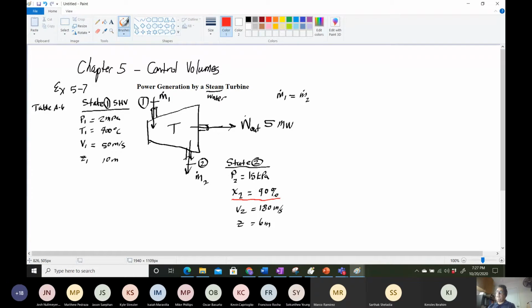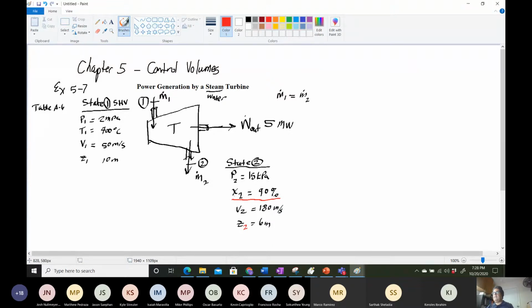They give us quality, so therefore, by definition, whenever you have a quality, it's a saturated mixture. So it's in the center of the bell curve. I'm going to refrain from drawing the temperature versus diagram. But here's the giveaway: sometimes they'll tell you saturated liquid, sometimes they'll tell you saturated vapor. This one they're telling us saturated mixture because they gave us a quality, and I should put a 2 here.